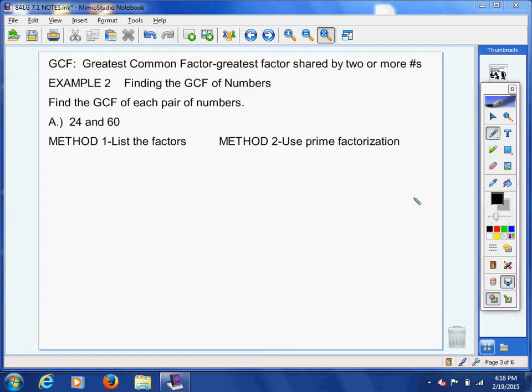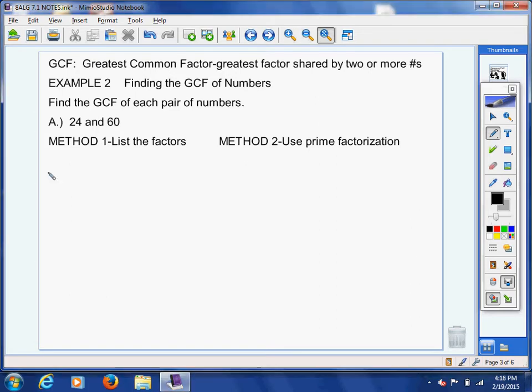And so this is going to be a skill that we need to use, and we're going to use some of the skills we built in example 1 to help us get there. So we're going to find the GCF of 24 and 60. Now, your book gives you 2 methods. I personally do not care which method you choose. That doesn't bother me at all. You do what works for you, and I'll show you 2 ways to do it. You can figure it out, okay?